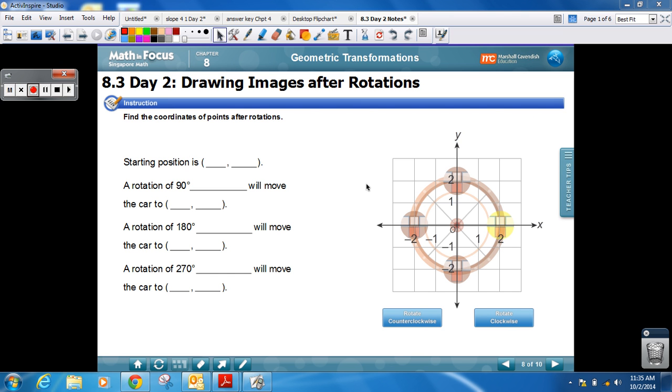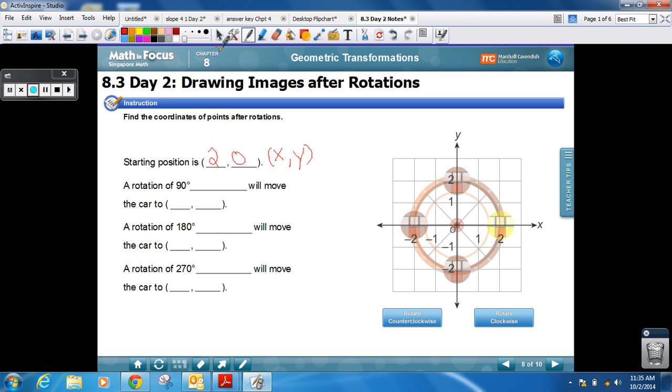Rotation and drawing the image after the rotation occurs. So if we use this Ferris wheel again as the example, it says the starting position is at 2, 0. And we are going to consider that our x, y position is our starting position, or our original.